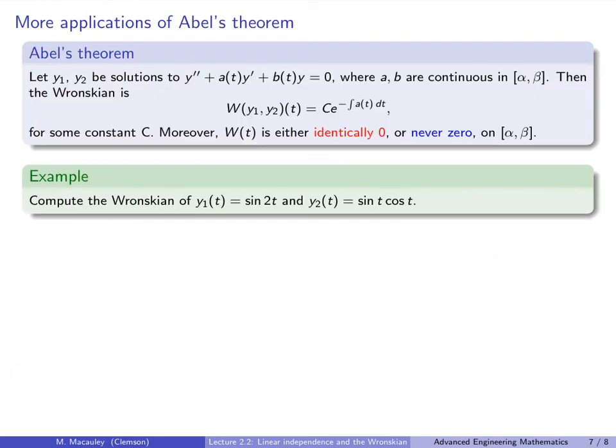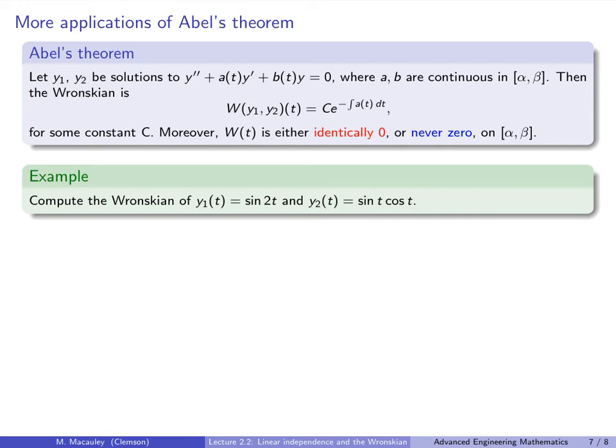Let's conclude with two more examples of applications of Abel's theorem. Here I've put the statement of Abel's theorem above just so you can see it. Here's an example. I think I mentioned this at the beginning of this lecture. Let's compute the Wronskian of these two functions. y1 of t is sine of 2t, and y2 of t equals sine t cosine t. You look at this and think, well, these are not scalar multiples of each other, so they're linearly independent.